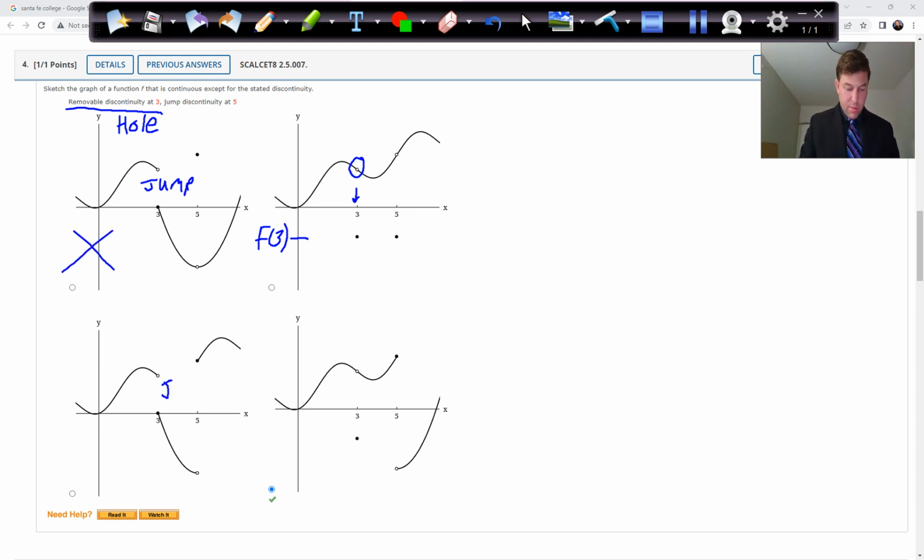This one also has a jump at 3. That's not what we wanted, so this one's out. So a lot of times you can process of elimination pretty quickly here. This one has a hole, so this one could still be in it.